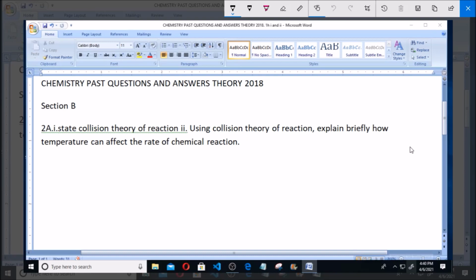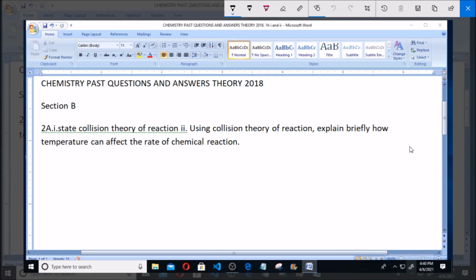We have to use collision theory of reaction to explain briefly how temperature can affect the rate of chemical reaction. Now the answer. It is experimentally proven that for every 10-degree rise in temperature, the reaction rate doubles. Increase in temperature will lead to more effective collision between reactant particles due to more energy gained as a result of the increase in temperature. So effective collision will result in much more production of products as the temperature is raised.